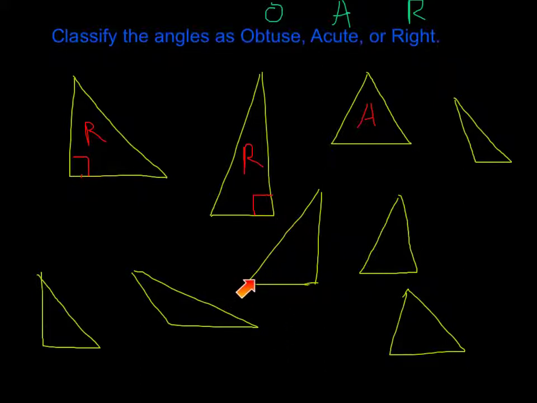Now we have an acute angle, we have an acute angle, and this one's kind of tricky to see, so let's go ahead and draw the box there. When you draw the box, it does not look completely square. Because it doesn't look completely square, and this angle starts coming out more, instead of going straight up, we're going to call that one an obtuse angle. So we're going to put in our O for obtuse.